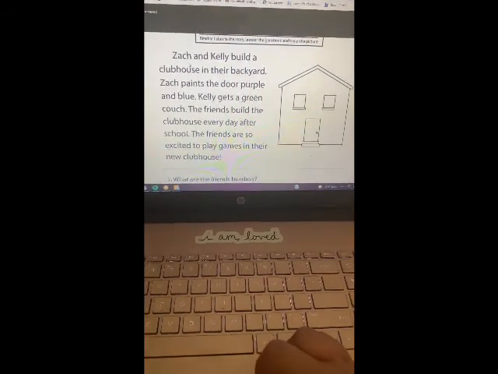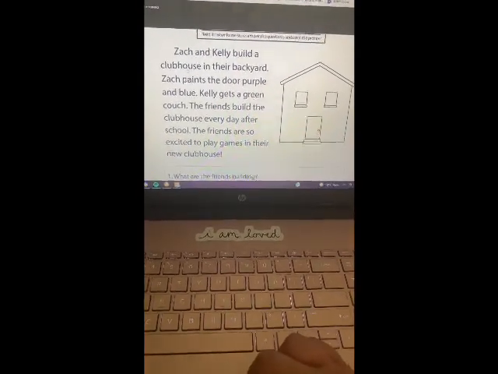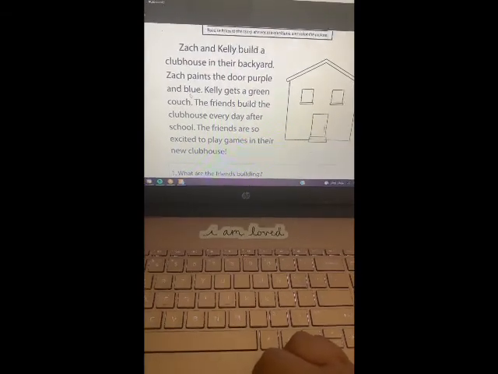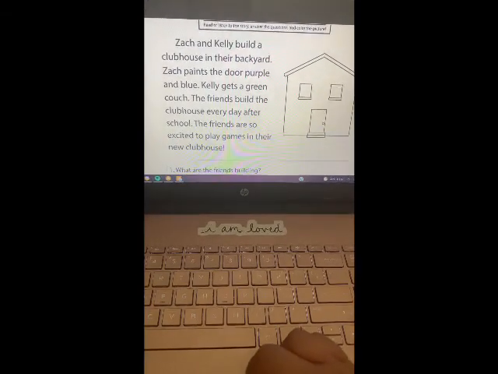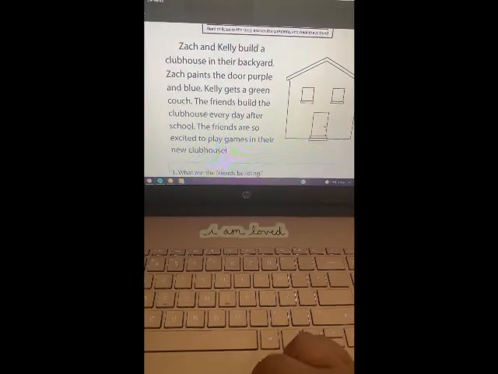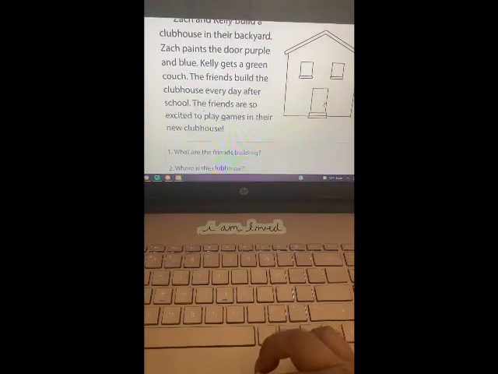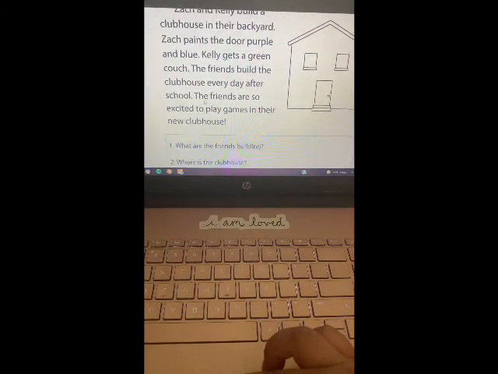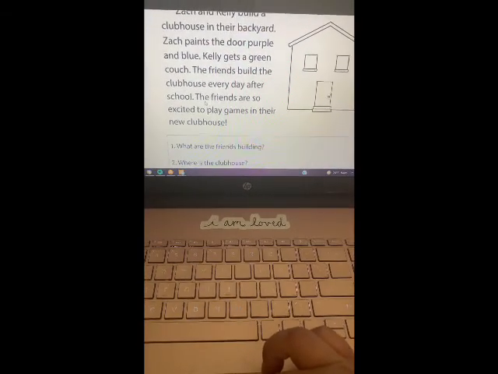Zach and Kelly build a clubhouse in the backyard. Zach paints the door purple and blue. Kelly gets a green couch. The friends build the clubhouse every day after school. The friends are so excited to play games in their new clubhouse.